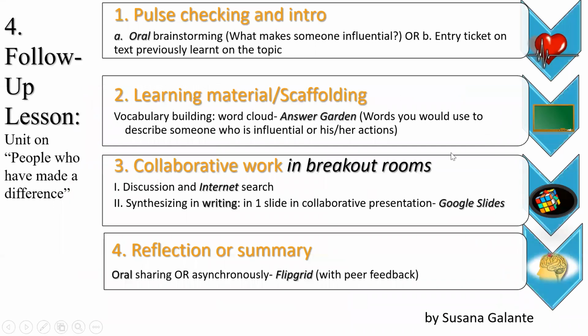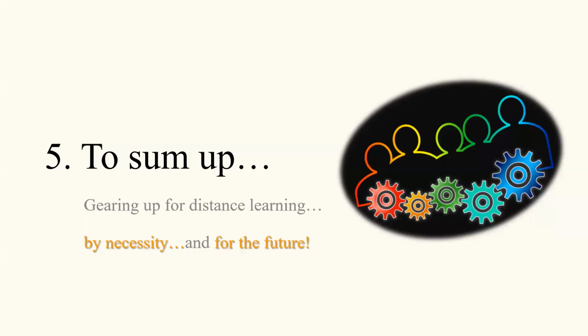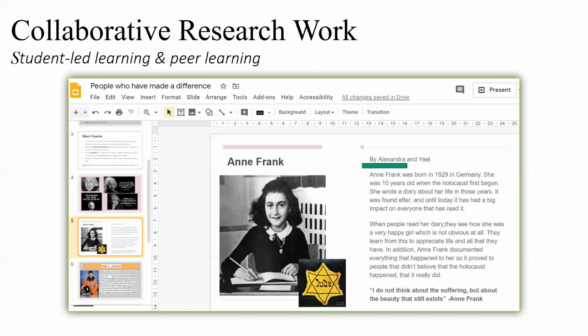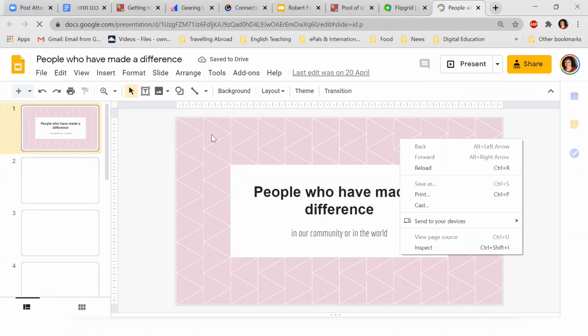First of all, we built vocabulary, as you can see here in number 2. Which words would you use to describe someone who's influential? And then you have the word cloud, and you tell them, now, when you go to the breakout rooms, use 5 words that are in this word cloud in your slides, as you synthesize the information found here. Wait a second, I will show it to you now. Here's the presentation. This is what my students did.